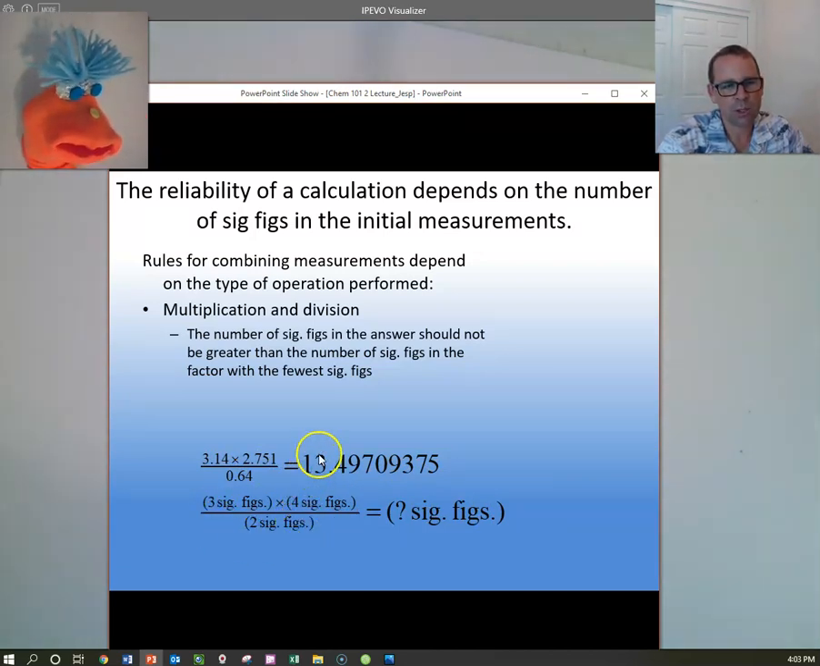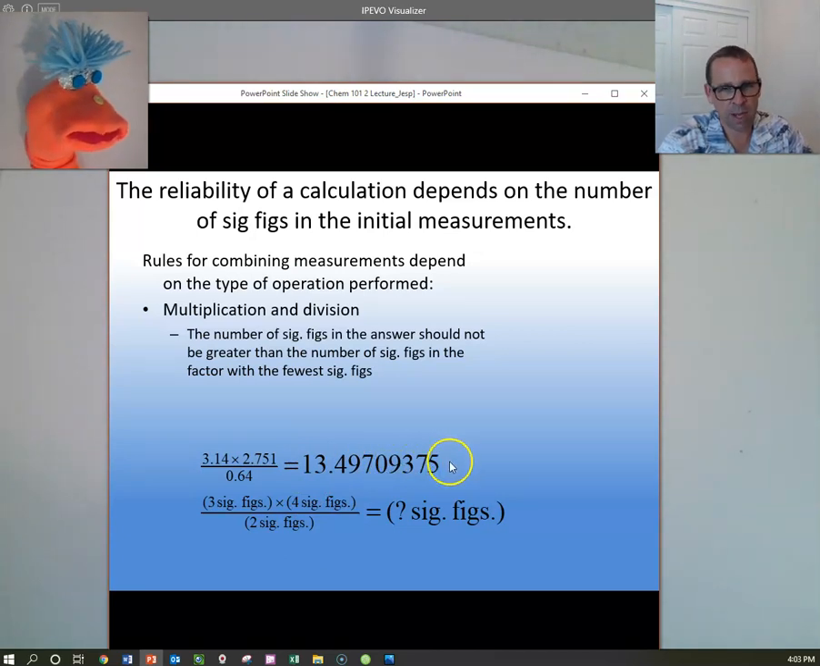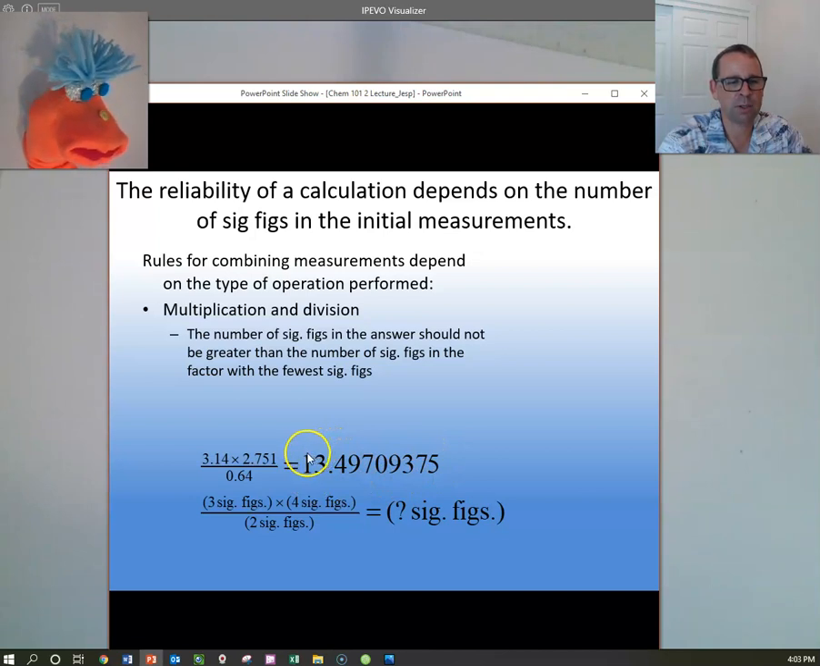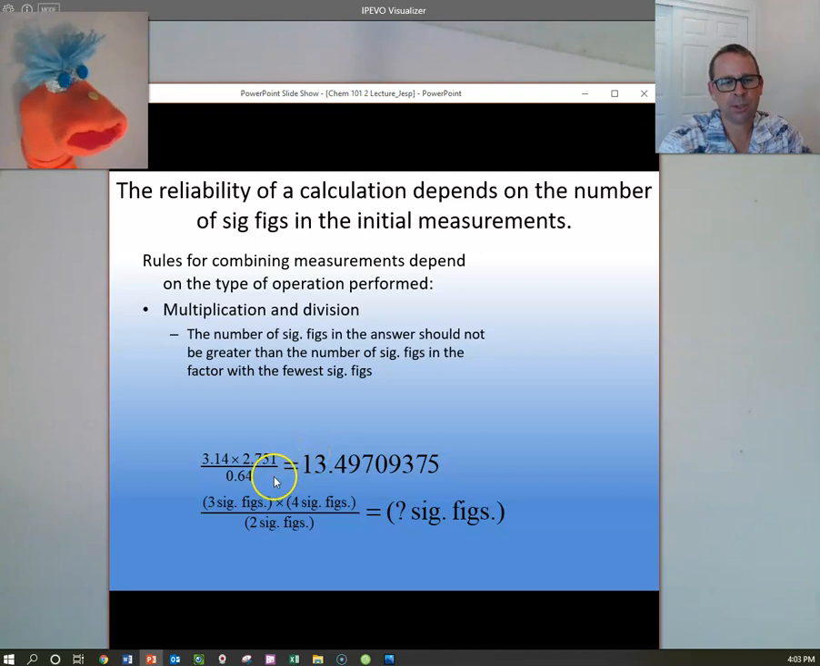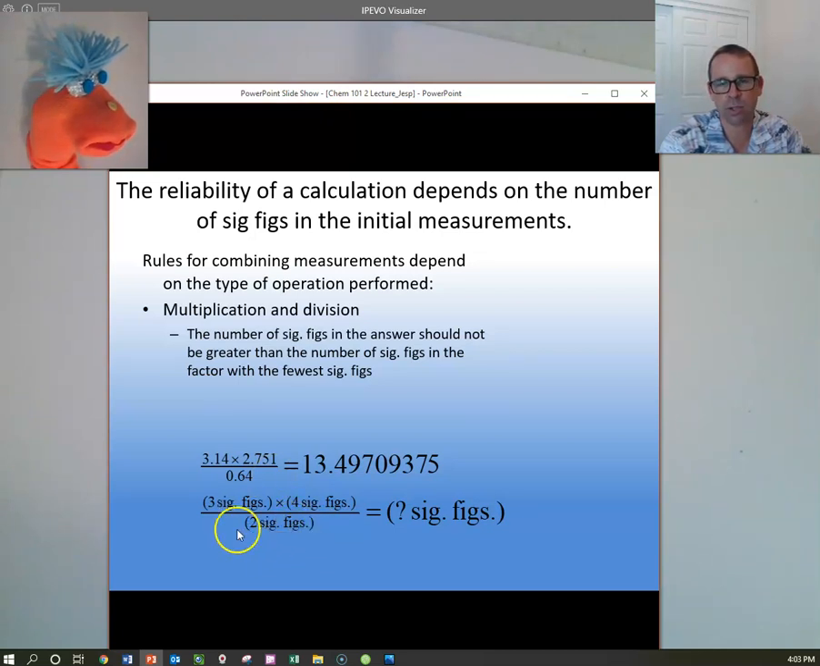So our 13.49709375, that's a value that we get in the calculator. It's only going to have how many significant figures? 2. How did you know 2? Because you have something with 3 and something with 4 and something with 2. That's right. We had to use the one that was the smallest, and that's our 2 significant figures.